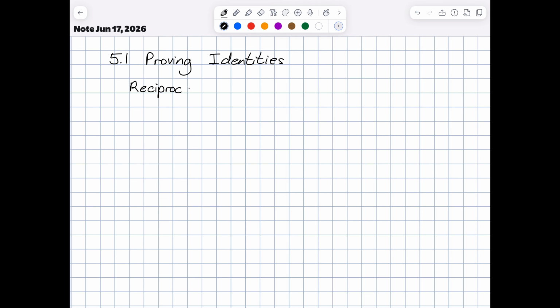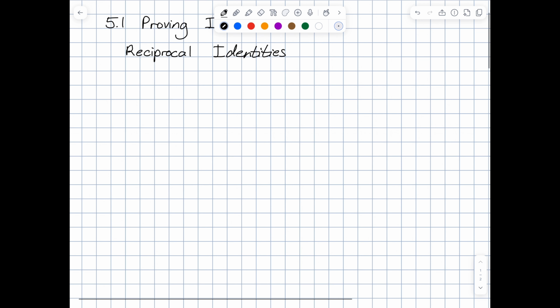So the first category of identities is the reciprocal identities. And there's three. There's just a couple of ways to write them. So the first is 1 over sine is equal to cosecant. And the opposite of that, which is 1 over cosecant, is equal to sine.